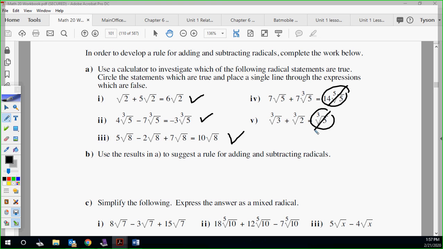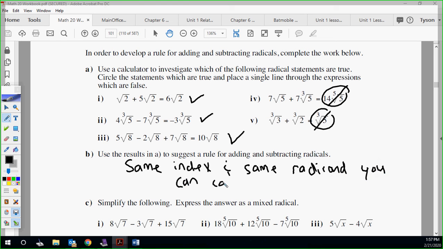Okay, so the rule, we already said it a couple of times: same index and same radicand, you can combine. Like terms. Think about like terms, okay? All right, so any questions on that? Am I going too fast in explanation, or is it as straightforward as can be?